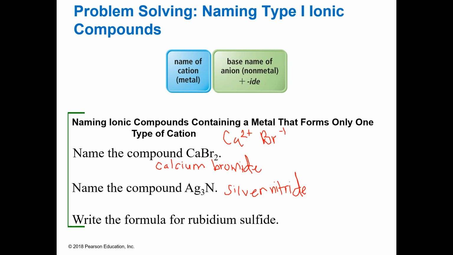So for me to put these two together, you can either crisscross your charges or look at the fact that you need 2 bromides to counteract this 1 calcium. So calcium bromide is always going to have the chemical formula of CaBr2. Same thing is true here. Silver actually is always +1. That'll be one of the ones we'll go over in a few minutes. And the nitride is in group 5, and it's a -3. So I need 3 silvers to counteract this 1 nitride. That's why that 3 is there.